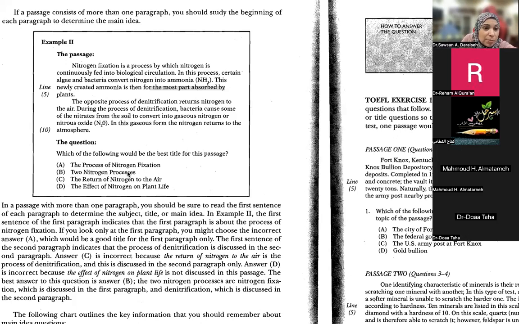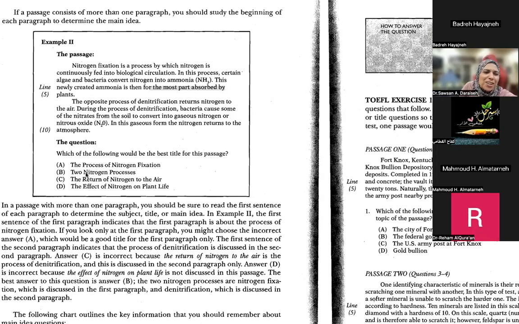Is that the main idea? It's not. That's why it's really one word that can help you: two nitrogen processes. Yes, because when they tell you denitrification, they tell you it returns nitrogen. So it's related to nitrogen also, but something else. Look at this, the return of nitrogen to the air. Is that it? Again, when you say "the return," it's one. The effect of... now this is far away.